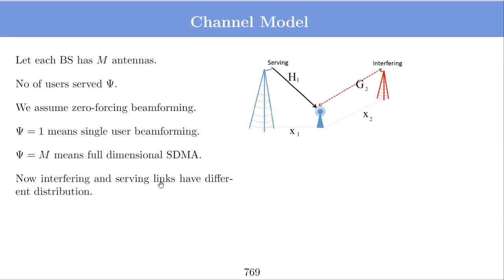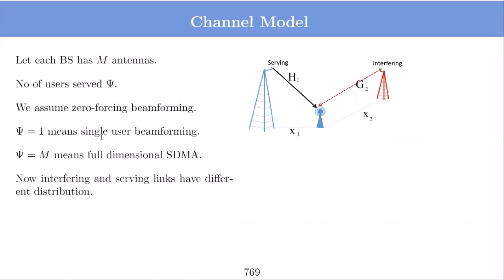Now the interesting point here is that interfering and serving links have different distributions. In the past, we generally assumed that both the serving and the interfering links have Rayleigh distribution. Or even if you take a different distribution like Nakagami, we assume that they are subject to the same environment, so they have the same distribution. Here that is not the case, because there is some precoding you do according to the user you are serving. So the serving link is inherently different from the interfering link.